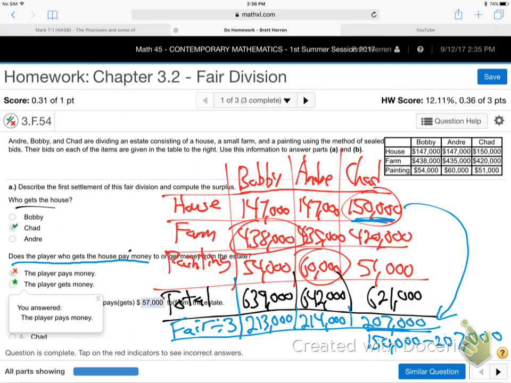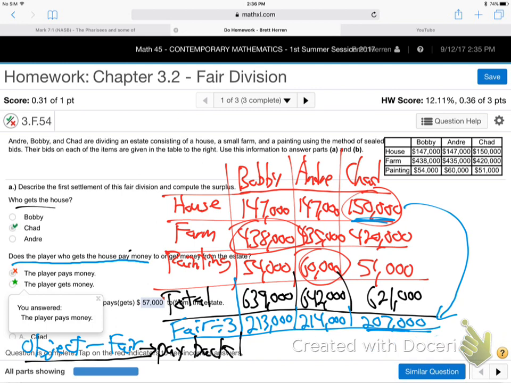the fair. So you take the object minus the fair share. So on this line, and this is called the, what is it called? I don't know. The payback. Call it whatever you want. It's the payback. So object minus fair, that's called the payback. So 150 minus 207 is negative, right? It comes out negative 57,000.